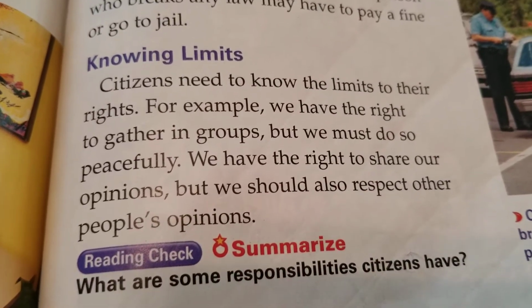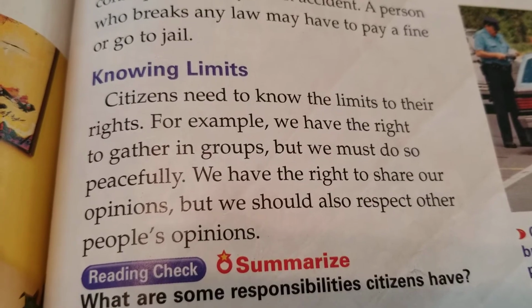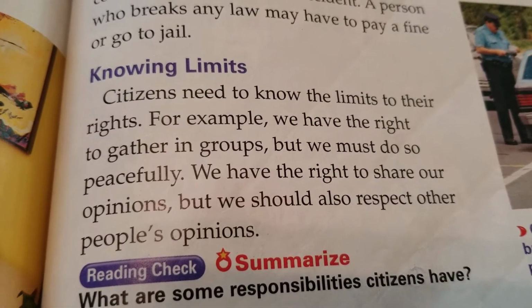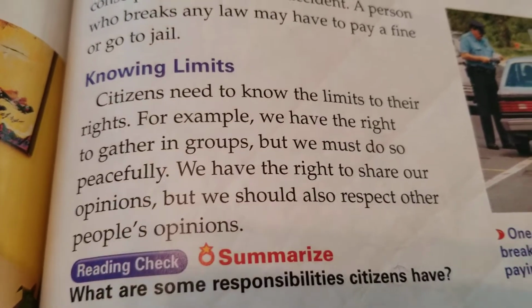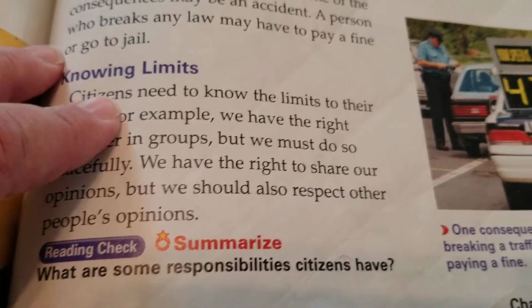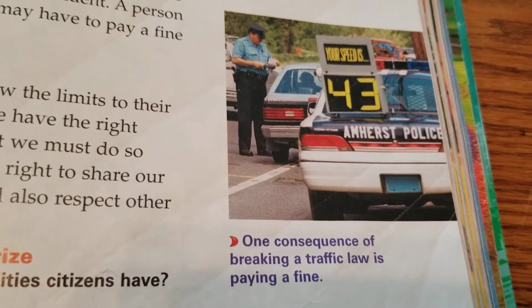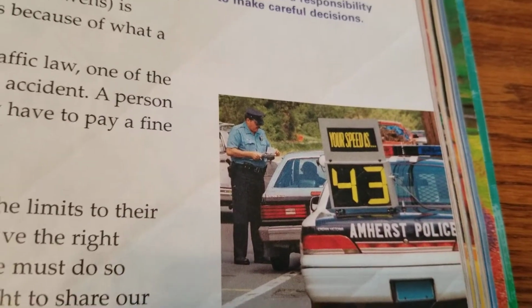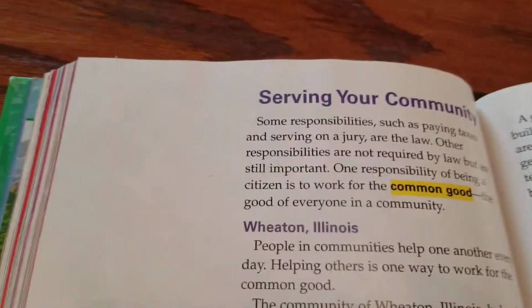Knowing limits. Citizens need to know the limits to their rights. For example, we have the right to gather in groups, but we must do so peacefully. We have the right to share our opinions, but we should also respect other people's opinions. One consequence of breaking a traffic law is paying a fine. So if someone gets a speeding ticket, for example, that would be a consequence of speeding, breaking the law.